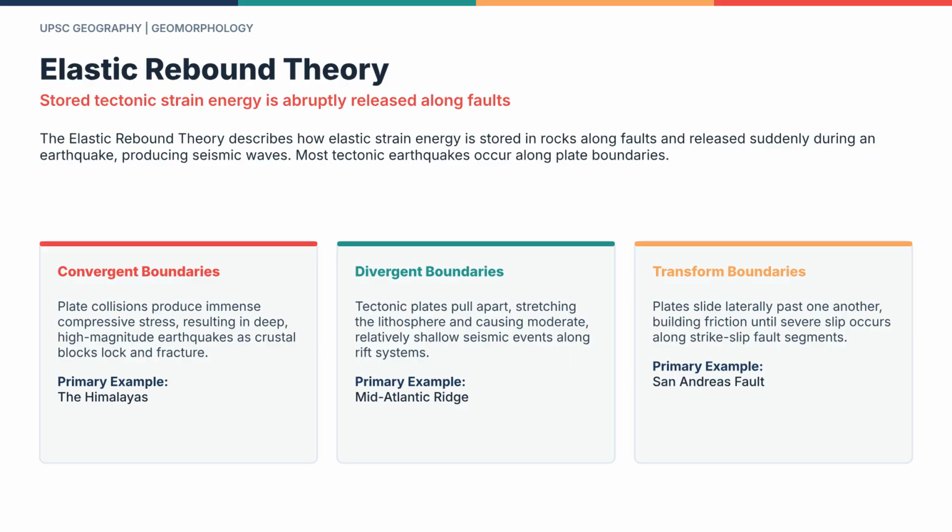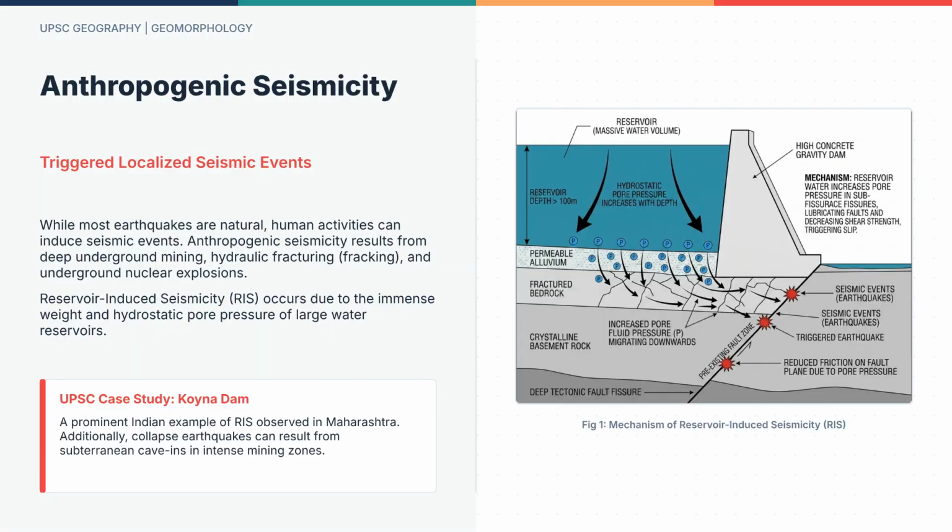Most seismic activity occurs along plate boundaries: convergent, divergent, and transform. While earthquakes are often natural, human activities like mining, hydraulic fracturing, and large reservoirs can trigger seismic events. Reservoir-induced seismicity, like that observed at the Koyna Dam in Maharashtra, is a key study area.